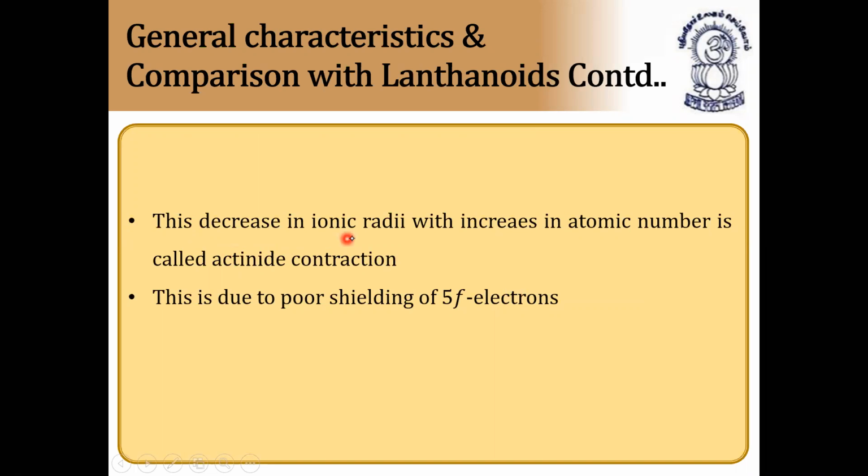This decrease in ionic radii with increase in atomic number is called actinide contraction. This is due to the poor shielding effect of 5f electrons. However, the 4f electrons have an even poorer shielding effect when compared to 5f. That's why lanthanide contraction is more than actinide contraction, because of the poorer shielding effect of 4f than 5f.